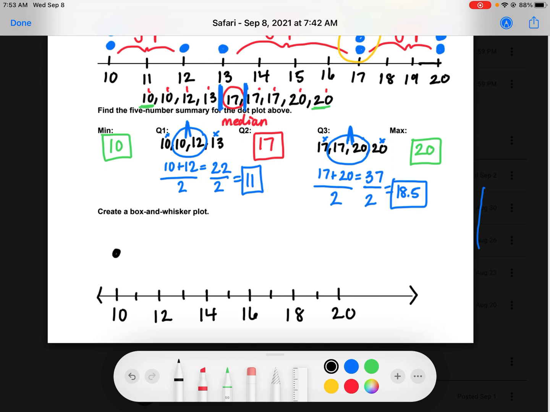So I'm starting off with 10. I'm going to put a dot above where 10 is. Then I have 11. I'm going to put a dot above where 11 is. Then 17. That's going to be over here. Then 18 and a half. That's going to be about in between 18 and 19. And then 20. As simple as that. Now you just put a line through.